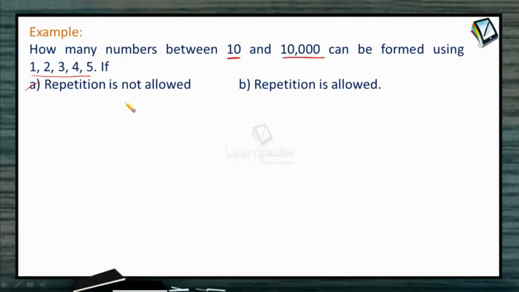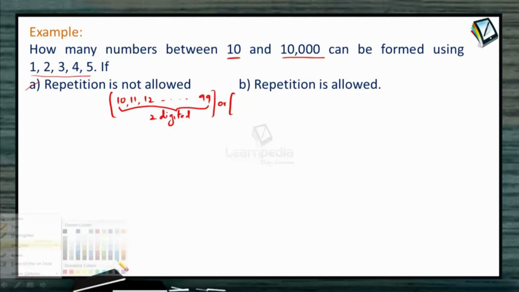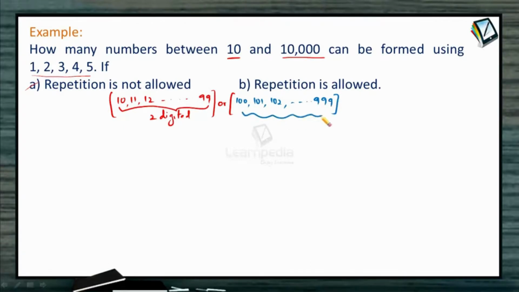10 and 10,000 are. Yes, you'll have a series of numbers 10, 11, 12, and so on, and this would go on up to 99. These are all two-digit numbers. But apart from these two-digit numbers, there will be numbers still lying between 10 and 10,000, which are of the form 100, 101, 102, and so on up to 999. Now these are numbers which are three-digit, right? Not only three-digit, we can extend this up to 10,000.